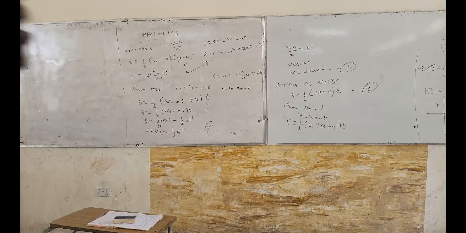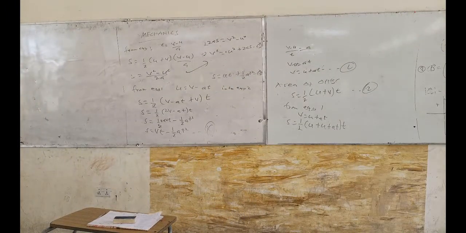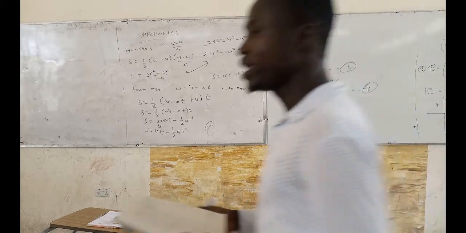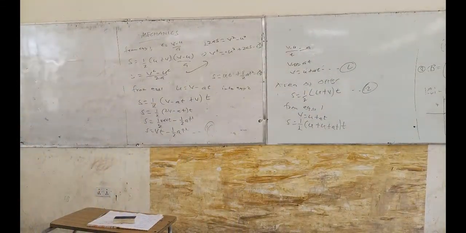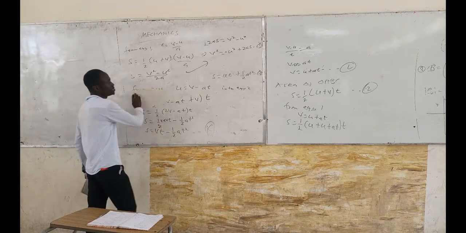So let me go over it. A particle starts from a point A with velocity 3 meters per second and moves with a constant acceleration of half meter per second square along a straight line AB. It reaches B with a velocity of 5 meters per second. Find the displacement of B from A, and the time taken from A to B. Now let's look at the problem. Let's reduce the given information.